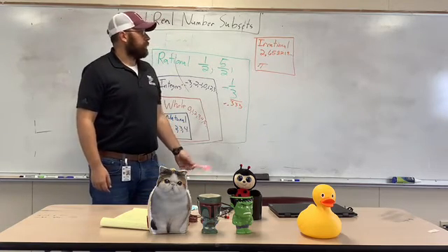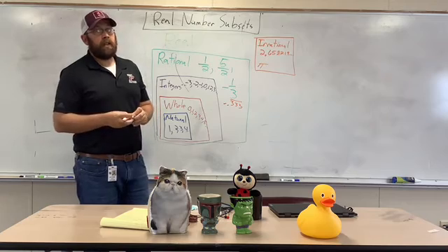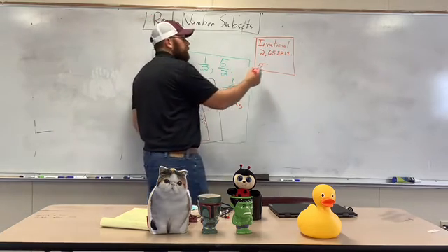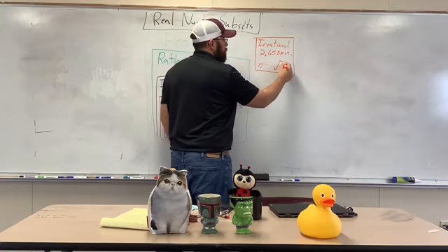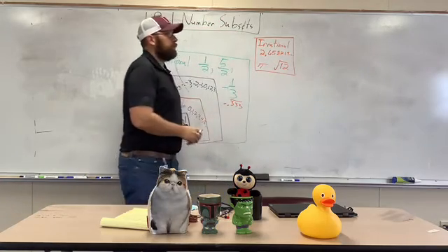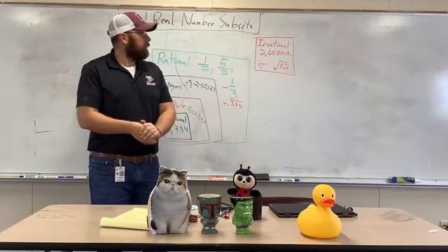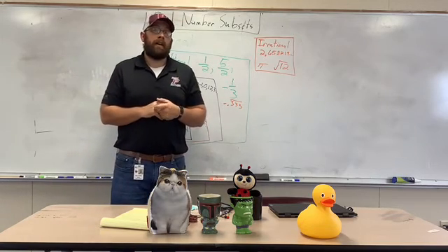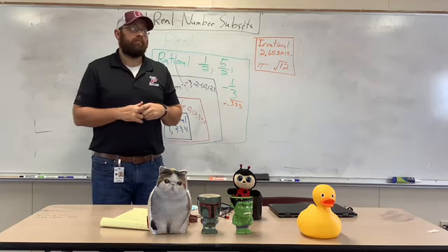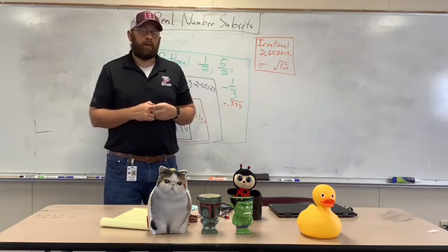The other thing you'll see with irrational numbers is an imperfect square root. An imperfect square root is an irrational number. And we will talk about that in a minute or in another video on how to guesstimate an imperfect square root.